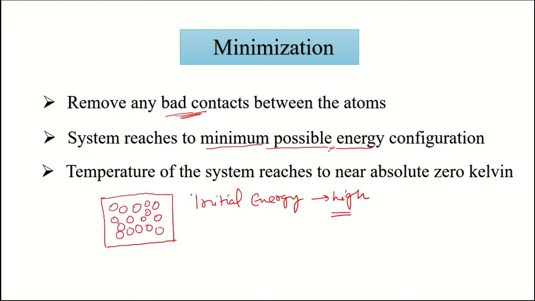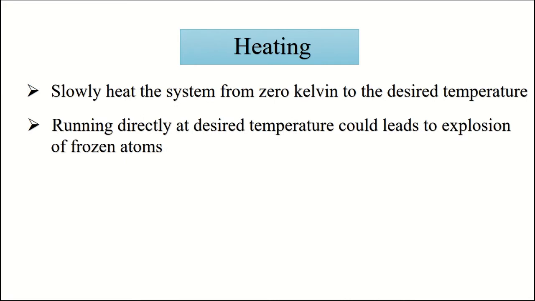Okay, and what happens during minimization? The temperature of the system reaches near absolute 0 Kelvin. So after minimization the system is at 0 Kelvin temperature, and it has reached a state where it is at its minimum possible energy. Okay, so after that there is heating of the system.